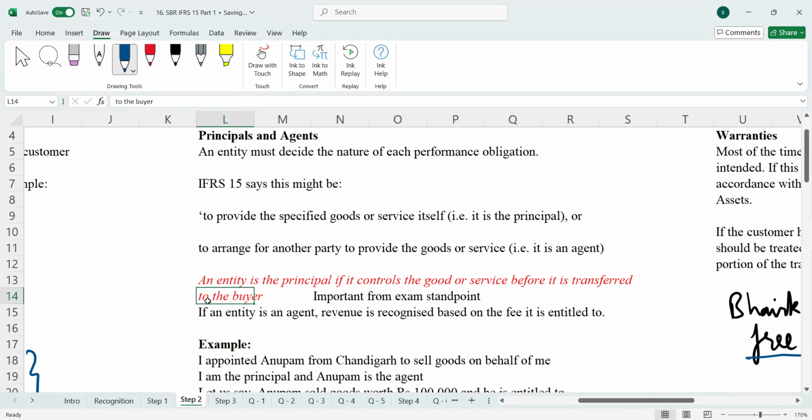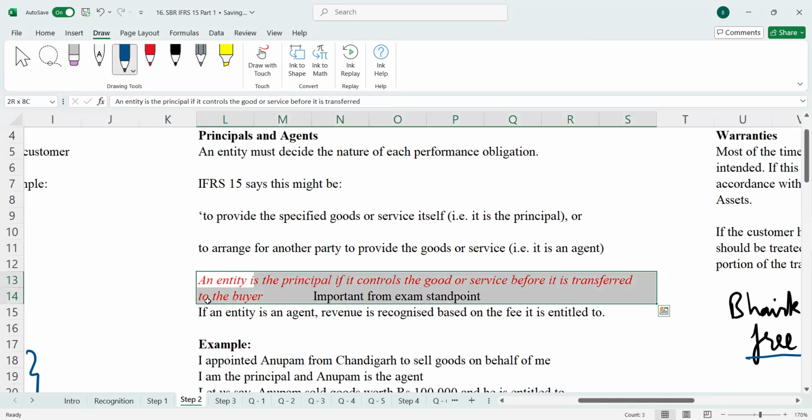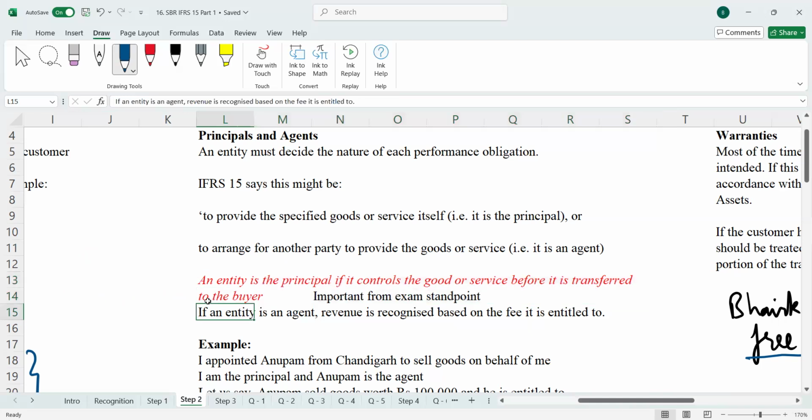Why? I am controlling these goods. I can also require the return of these goods. I can call you, Isha, send me those goods back. I want to sell these goods somewhere else. I can do it. Why? Because I own these goods. I control these goods. I have the legal title of these goods. Now, this is important from the exam standpoint. You need to keep this in mind. An entity is the principal if it controls the goods or services before it is transferred to the buyer, and if an entity is an agent, revenue is recognized based on the fee it is entitled to.